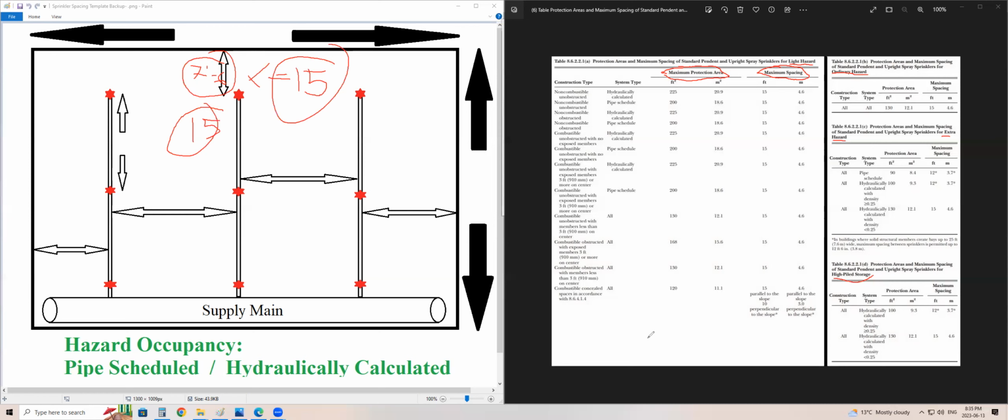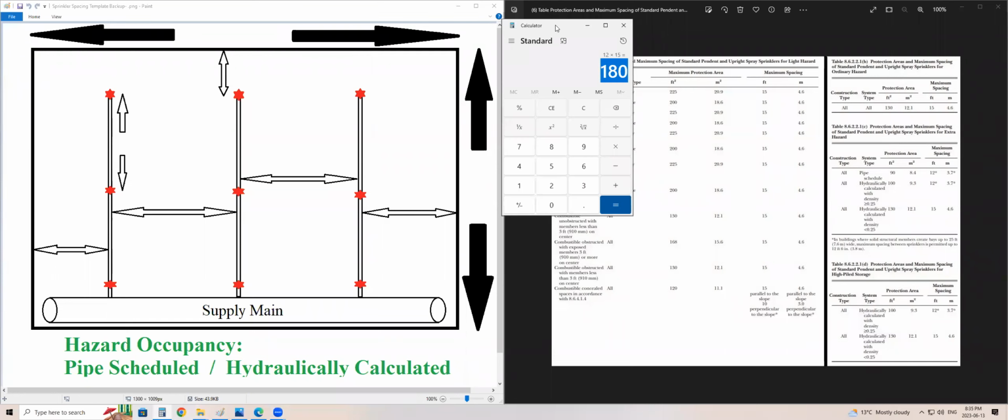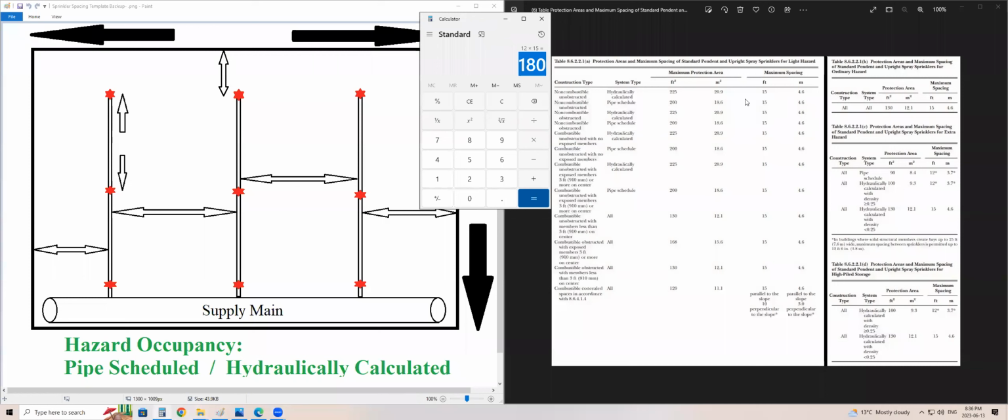So let me clear everything, clear all. If we go into, where is my calculator? There it is. If we get into maximum protection area for a hydraulically calculated light hazard system, we've got 225 square feet and the maximum spacing is 15 feet. That basically means if I install my heads 15 feet along the branch lines, multiplied by 15 feet between the branch lines, left and right, on the X and Y axes, I'm getting 225 square feet.